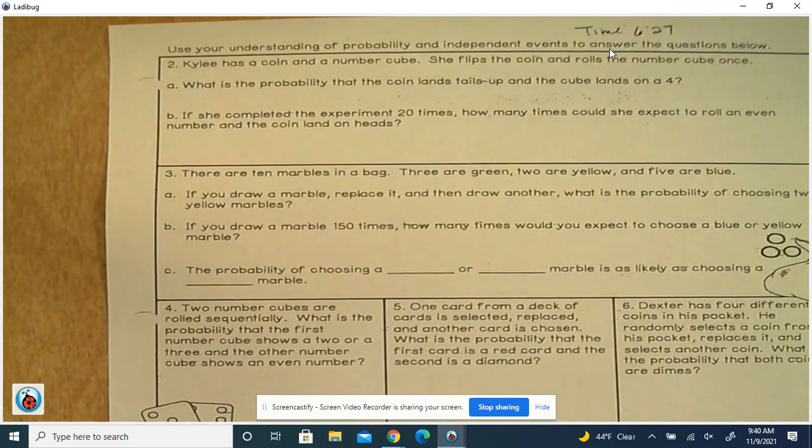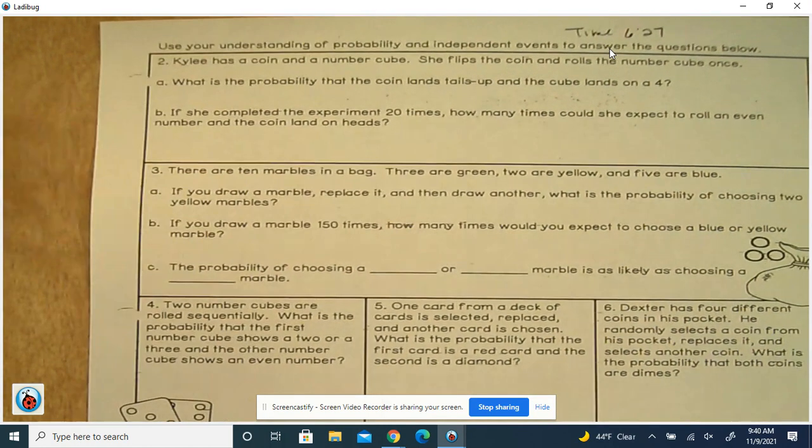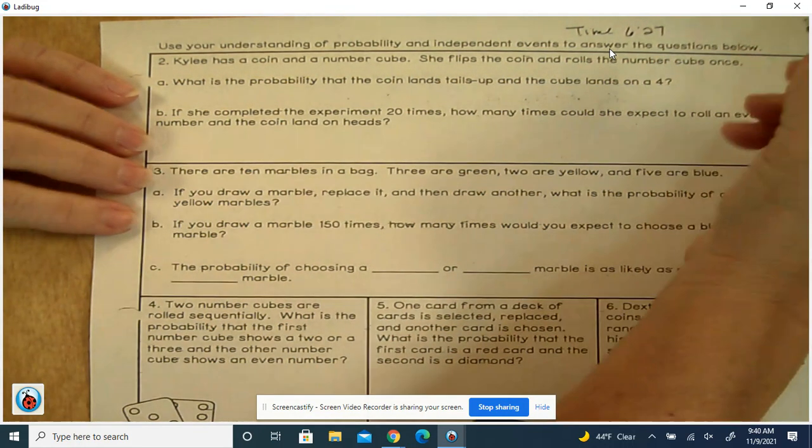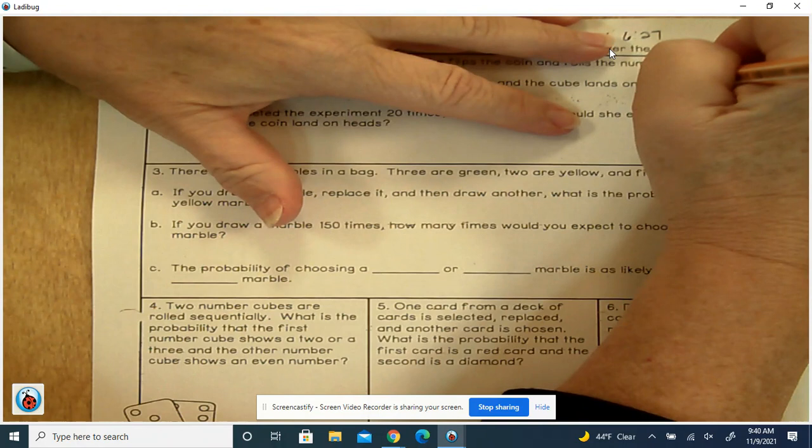Okay, let's look at the back side. Kylie has a coin and a number cube. She flips the coin and rolls the number cube once. What is the probability that the coin lands tails up and the cube lands on 4? And remember, when we have "and," it's multiply.